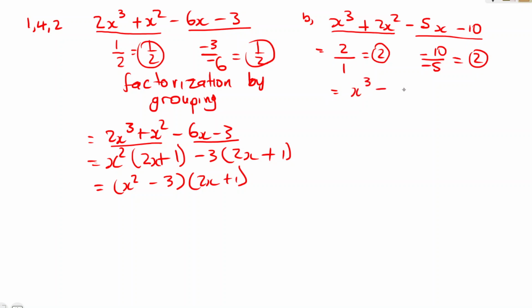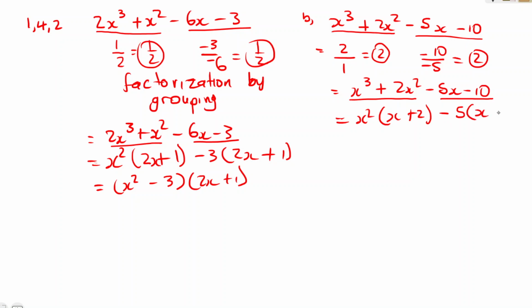So you have x to the power of 3 plus 2x squared minus 5x minus 10. Take out the common factor. The highest common factor of the first two terms is x squared. Taking x squared out of x to the power of 3 leaves x, and out of 2x squared leaves 2. In the last two terms, the common factor is negative 5. Taking out negative 5 leaves x plus 2, since negative 5 times 2 gives negative 10. Now the bracket is the same, so you group x squared minus 5, then x plus 2. This is your final answer. That's how you factorize this cubic polynomial.